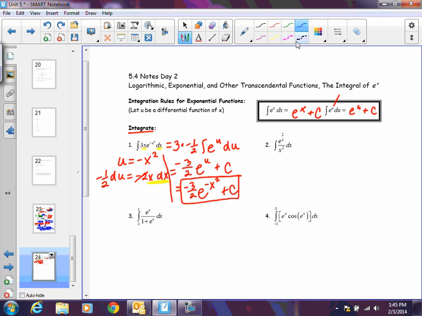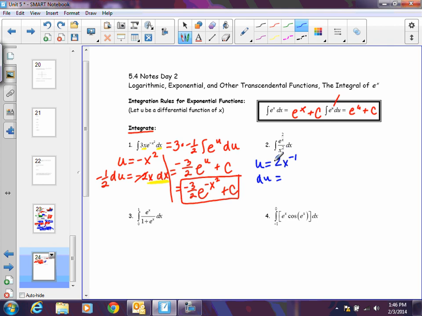Okay, so now let's look at problem 2. So just kind of going along with what we did on number 1, what do you think u should equal? 2 over x. Now I'm going to go ahead and write that as 2x to the negative 1. Because that's the same thing as 2 over x. And I'm writing it this way so that du is easier to deal with.